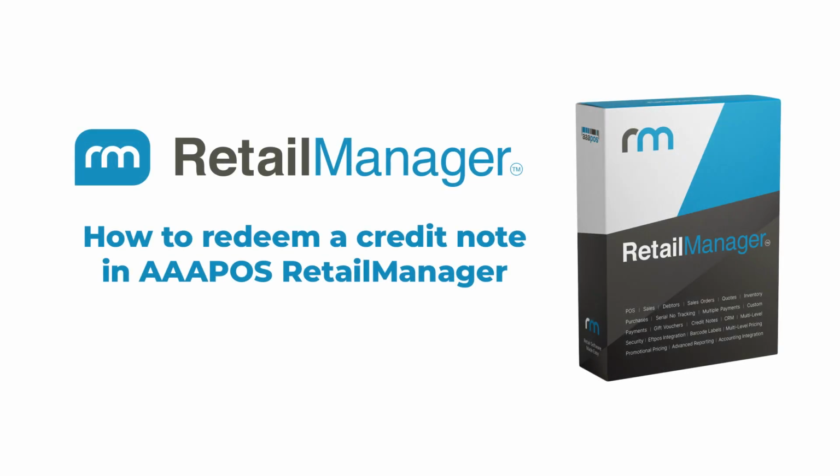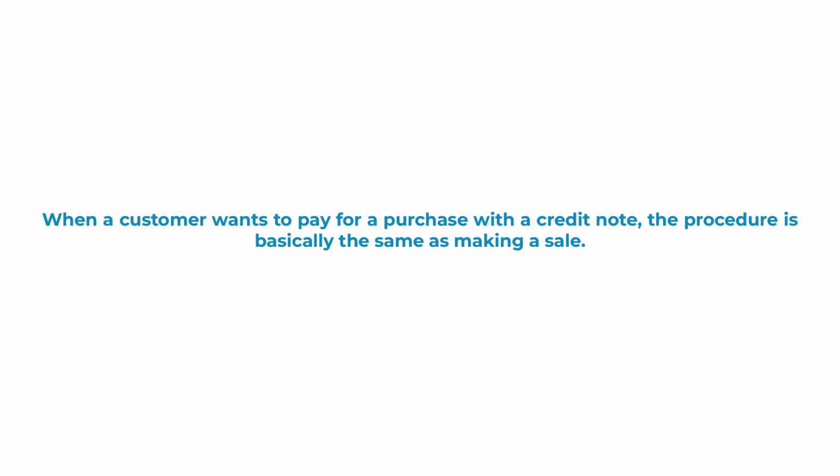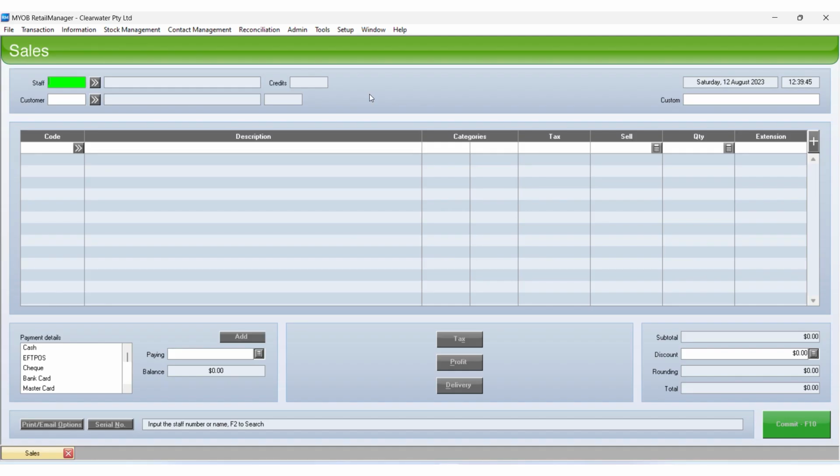How to redeem a credit note in AAAPOS RetailManager. When a customer wants to pay for a purchase with a credit note, the procedure is basically the same as making a sale. Go to the sales window and enter your staff number in the staff field. Enter the customer's number or name.